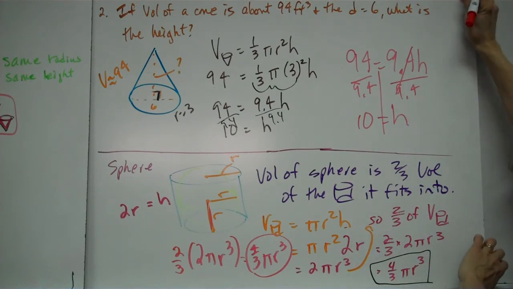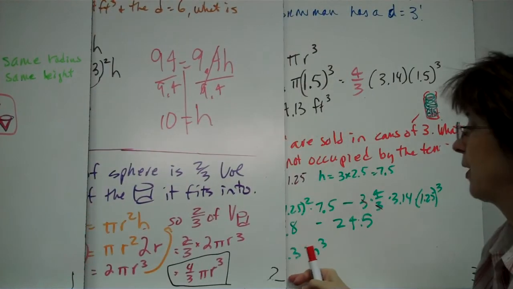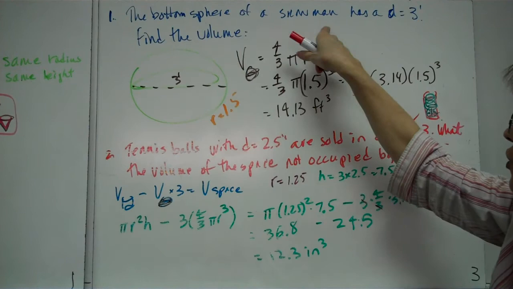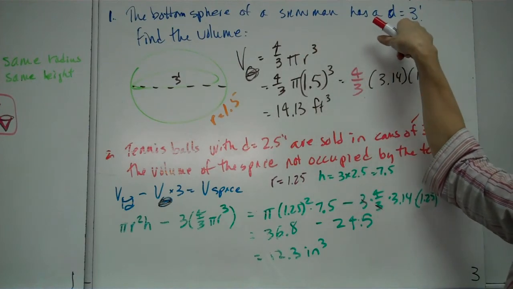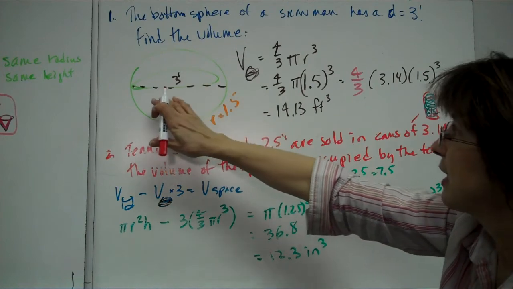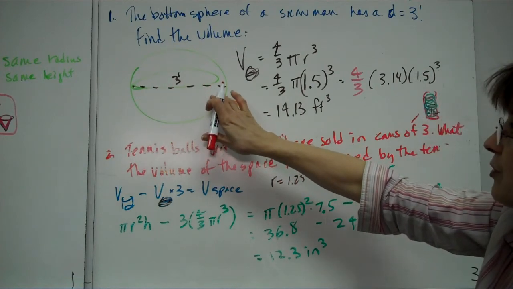Okay, let's do some problems with it, and then we'll be done. Supposing the bottom sphere of a snowman has a diameter of 3 feet. Find the volume of that sphere. I drew it out and showed that the diameter is 3 feet.